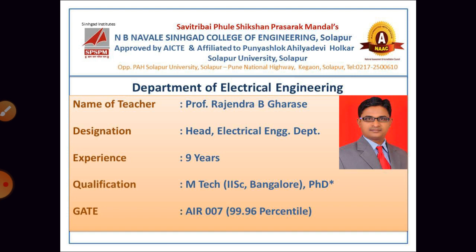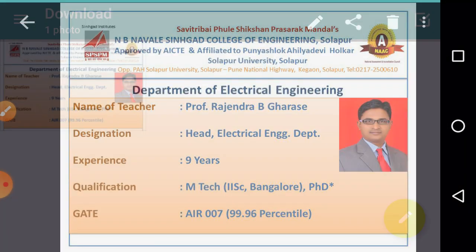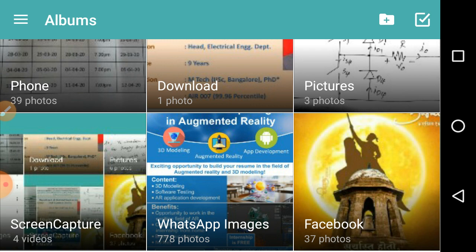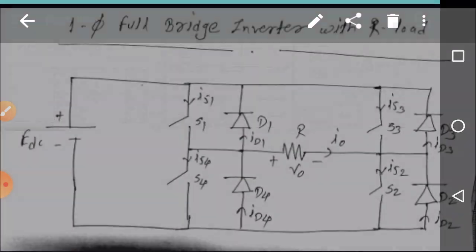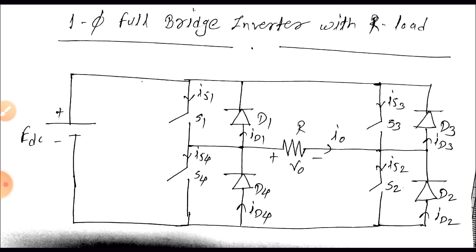The difference between the single phase half bridge and the single phase full bridge inverter is that the half bridge inverter has 2 switches and 2 diodes, while the full bridge inverter has 4 switches and 4 diodes. The drawback of the single phase half bridge inverter is that it requires a specially designed 3-wire DC supply, which is not economical. Next, let us discuss the single phase full bridge inverter with purely resistive load.